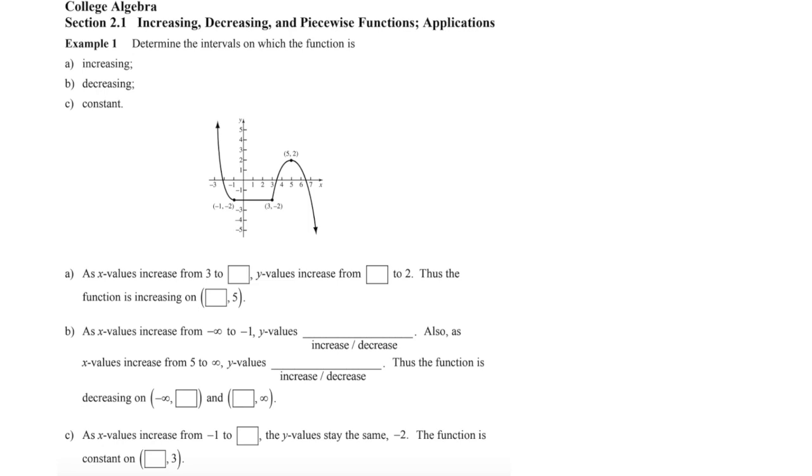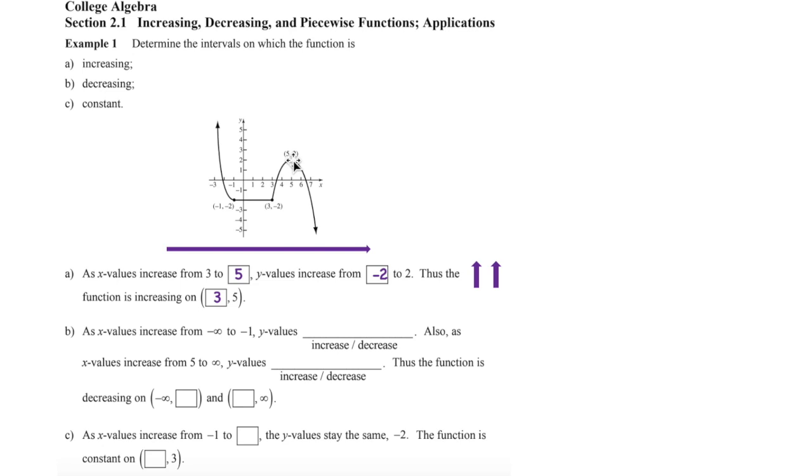Let's start with increasing. As the x values from 3 to 5 are increasing, our y values are going from -2 to 2. So our x values are getting larger and our y values are getting larger. So my function is increasing from 3 to 5 because our values are getting larger. As x is getting bigger, our y values are getting bigger.